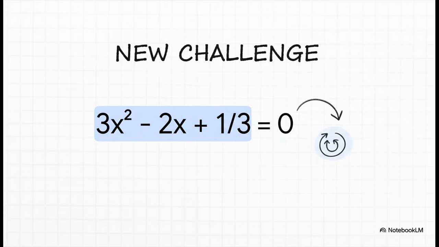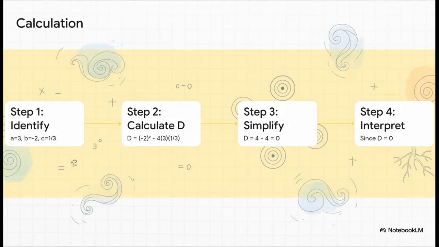Let's make sure this really sinks in. Our next equation is 3x squared minus 2x plus 1/3 equals 0. What's your prediction this time? What kind of roots are we going to find? Let's run the play again.